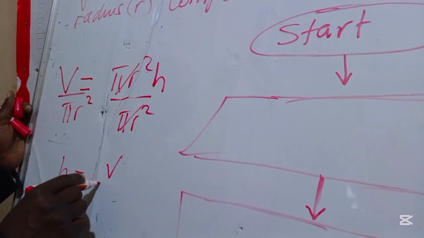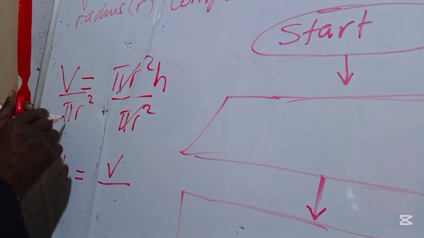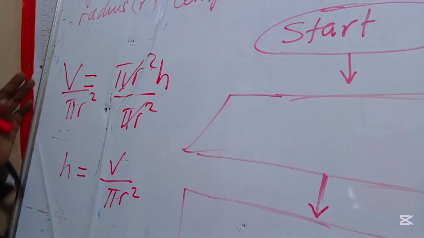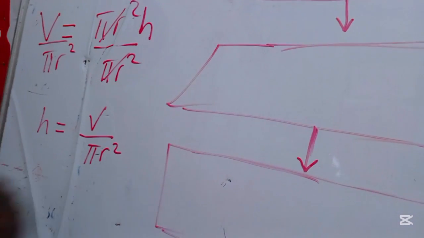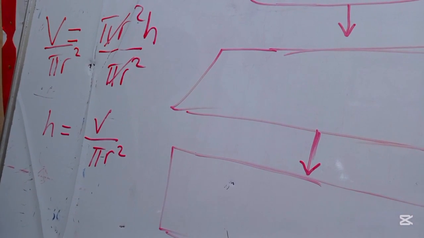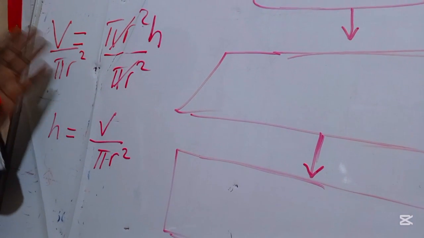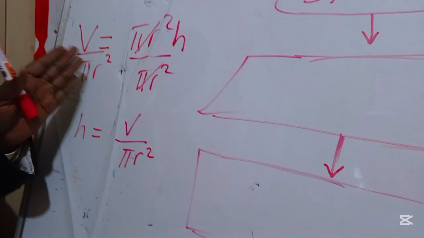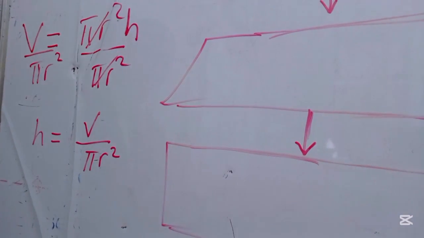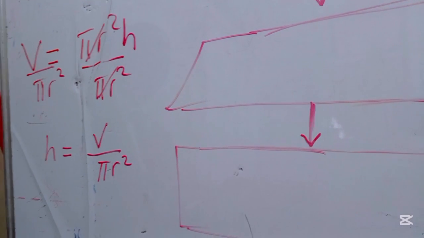What are the variables which I will understand? I'll use this formula, which is pi r squared. So this is the formula which should appear here. Ladies and gentlemen, this is the formula which should appear under your process. What I did here, I had to make h the subject of the formula. Making h the subject, I'll have this. What are the variables which are here?